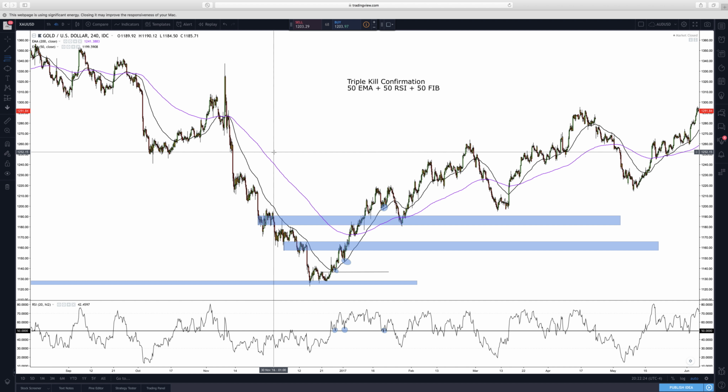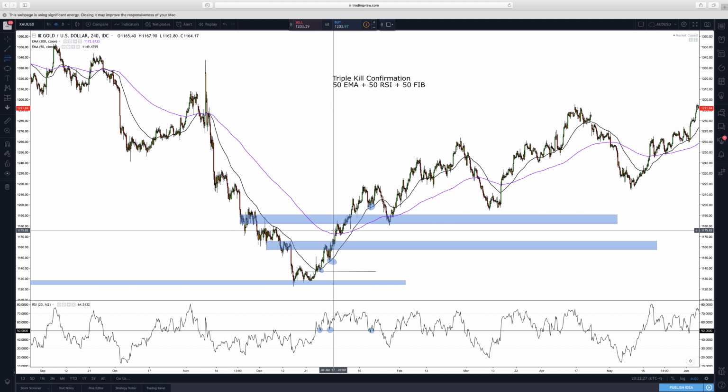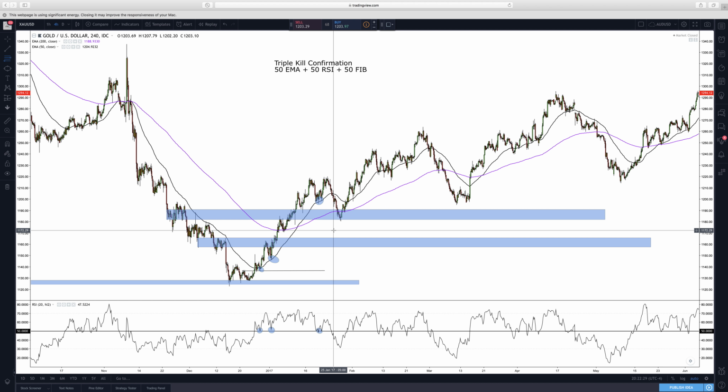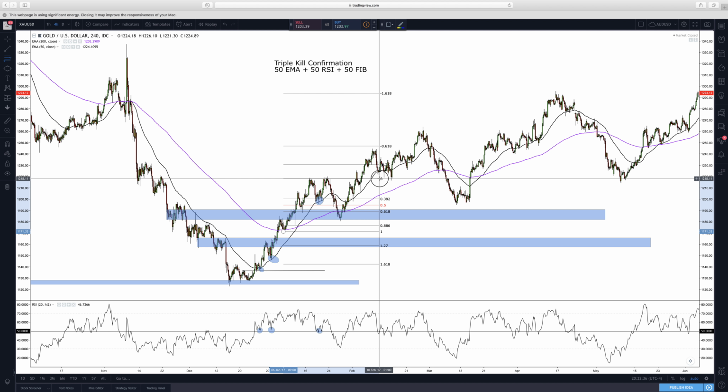So now let's just grab our Fibonacci retracement tool, and we're going to grab this leg here, bring that up.